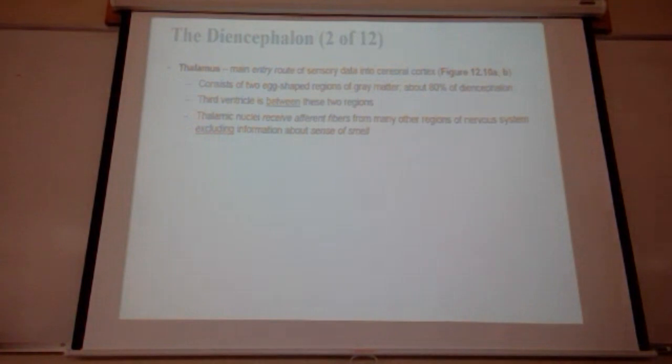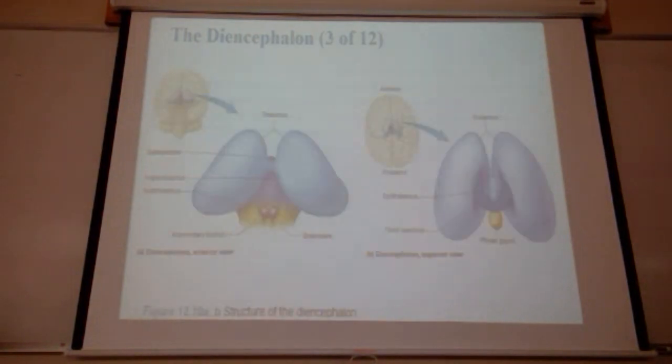The thalamus is the main entry route of sensory data to the cerebral cortex. It consists of two egg-shaped regions of gray matter. About 80% of the diencephalon is composed of the thalamus. The third ventricle is between these two regions. The thalamic nuclei receive afferent fibers from many other regions of the nervous system, excluding the information about the sense of smell.